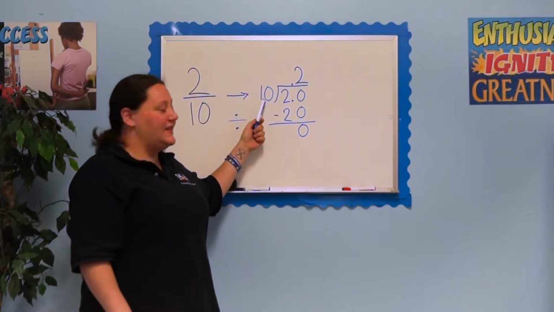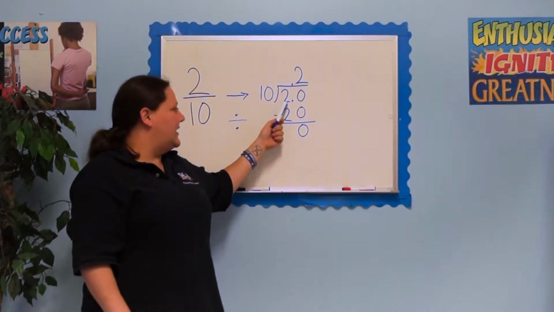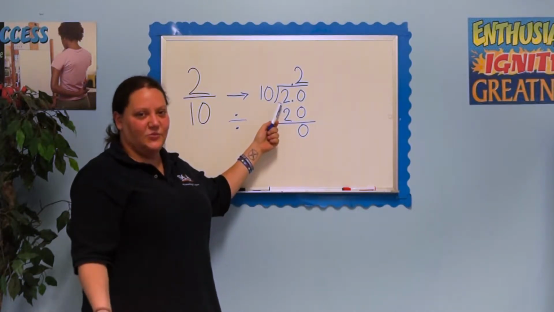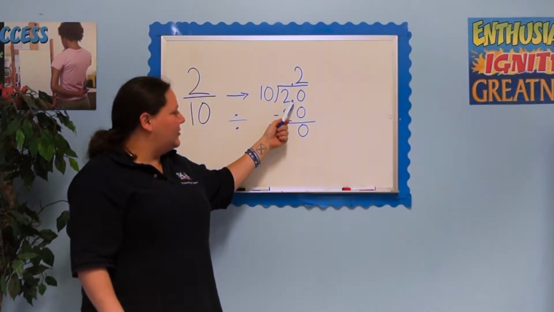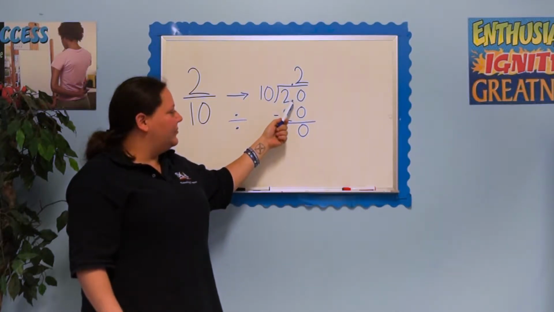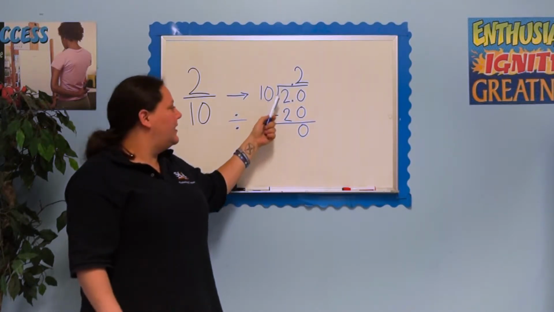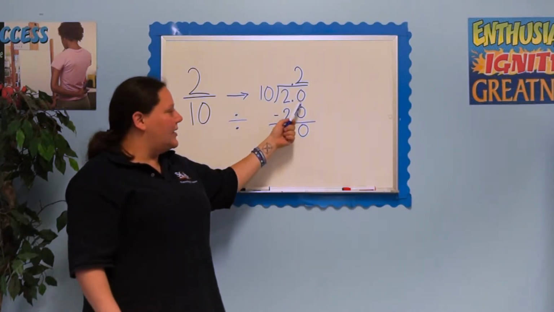So as you can see, I have 10 into 2 written on the board. I'm going to start by trying to put 10 into 2, but obviously that doesn't work. So instead, I add a decimal point and a 0. Once I add the decimal point in the problem, make sure to bring it up into the quotient as well, or the answer.